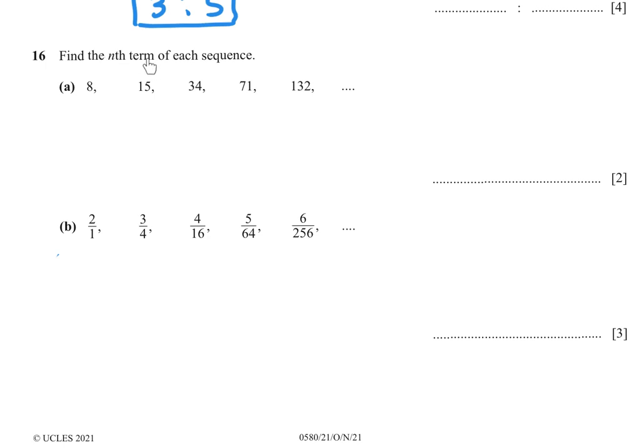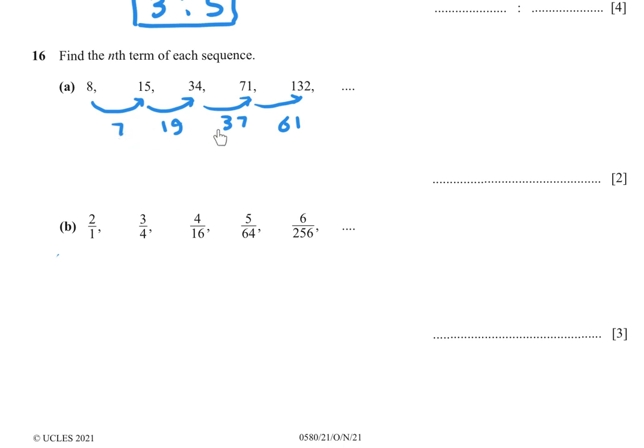Number 16, find the nth term of each sequence, 8, 15, 34, 71, 132. So what is the rule? We can find the first difference. 15 minus 8 equals 7. 34 minus 15 equals 19. 71 minus 34 equals 37. Now 132 minus 71, 61.